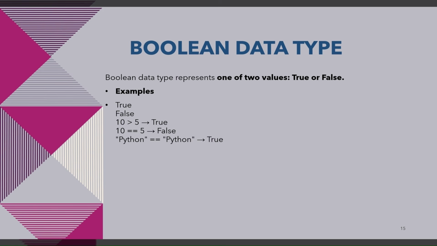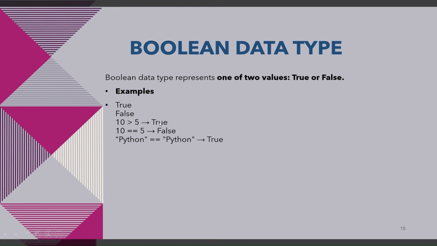Next we have Boolean data type. So Boolean represents two values. It is either true or false. Examples would be true, false, and here written over here is 10 greater than 5. As we know, 10 is greater than 5, the answer will be true. So this is also a Boolean data type.